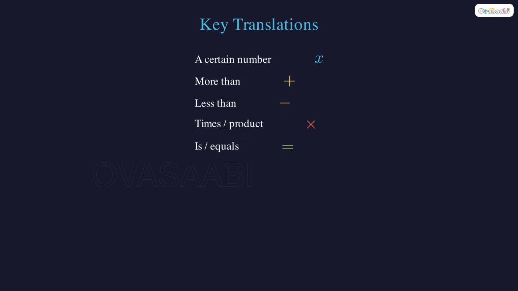Here are the key translations. A certain number means x. More than means plus. Less than means minus. Times or product means multiply. Is means equals.